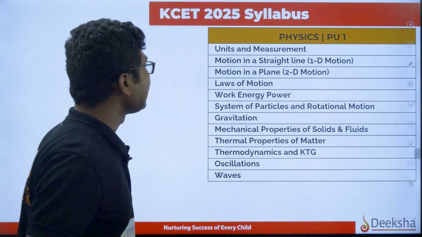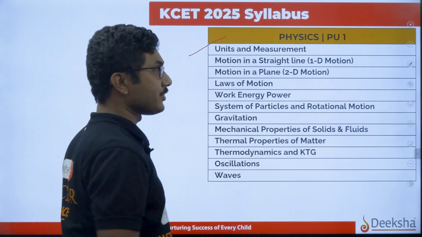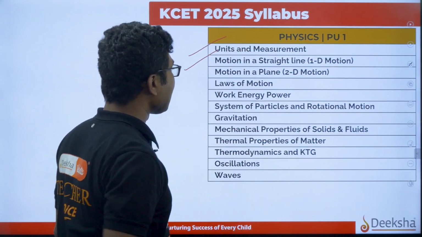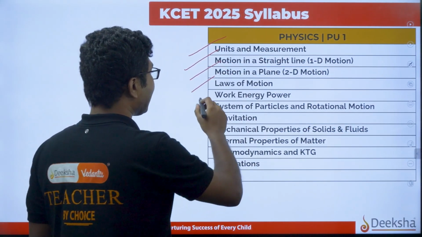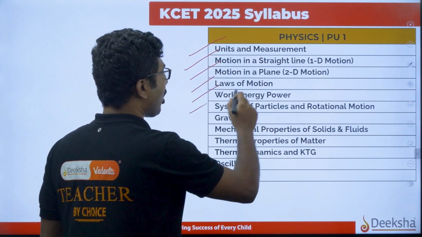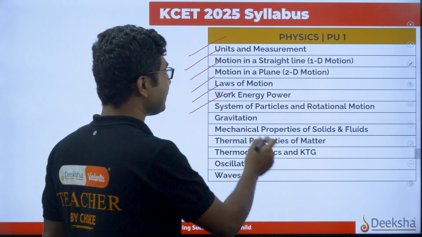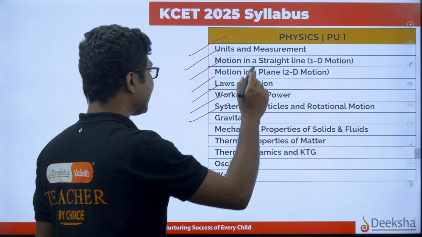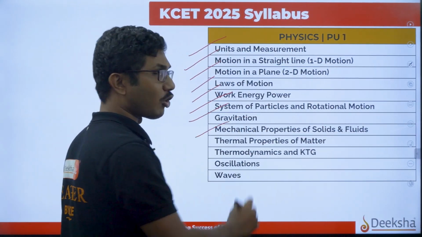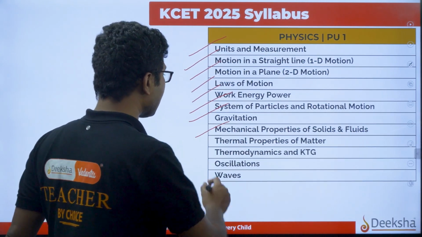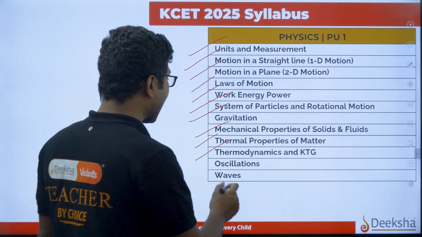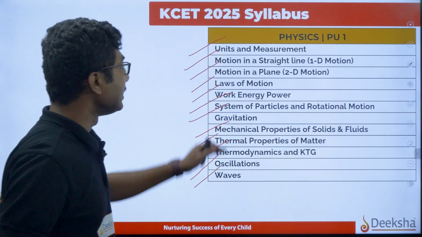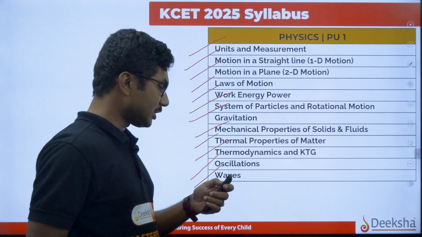For physics, you have to start with units and measurement, motion in a straight line, motion in a plane, laws of motion, work, energy, power, system of particles and rotational motion. This is basically 2 chapters. Gravitation, mechanical properties of solids and fluids, this is also 2 chapters. Thermal properties of matter, thermodynamics and kinetic theory of gases, oscillations, waves. These are all the chapters from your first PU.